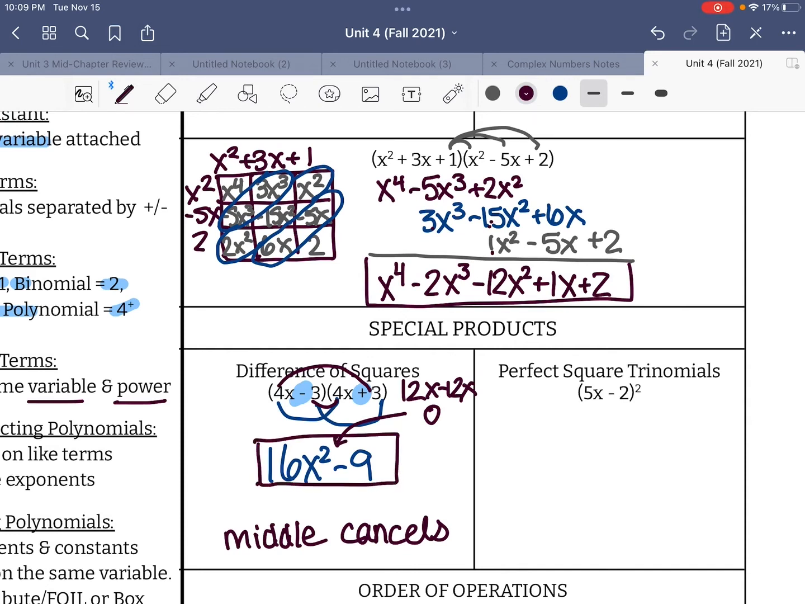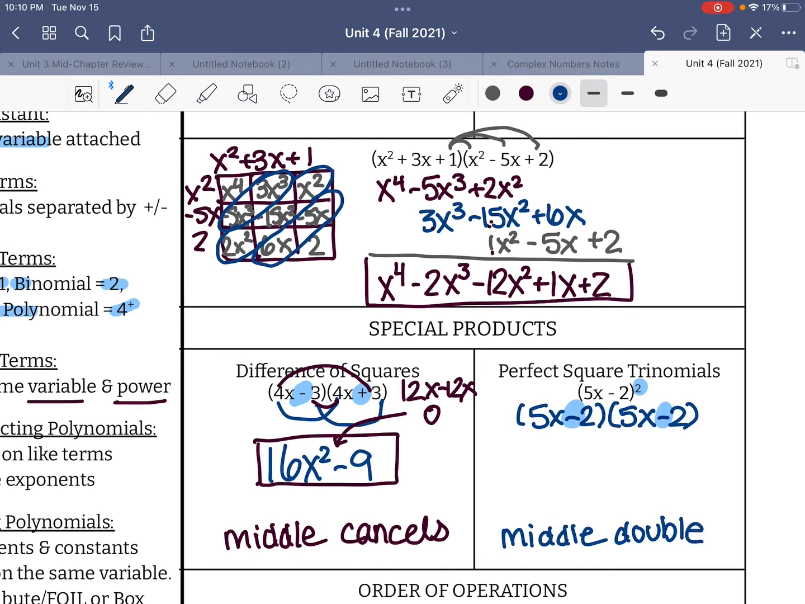And you can use that shortcut whenever you want. Hopefully you're starting to recognize that because we've talked about it a few times. On the next one, though, because it's being squared, that means you're multiplying it by itself. So you're going to have to multiply 5x minus 2 and 5x minus 2. But this time you'll notice that they aren't opposite signs. They're both the exact same sign. So they're not going to cancel. Instead, the middle part is going to double.